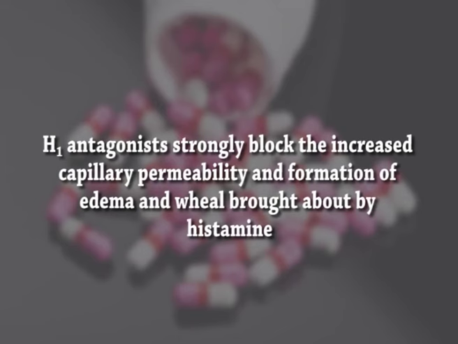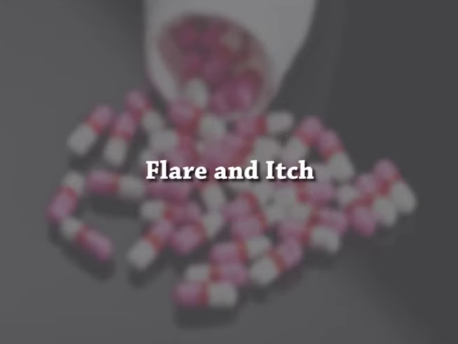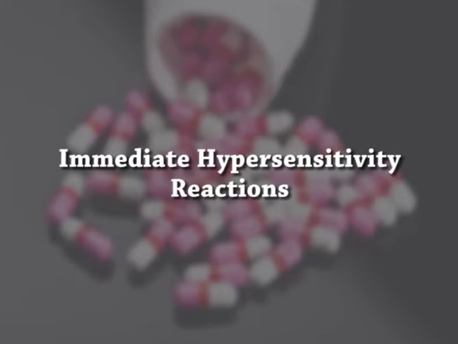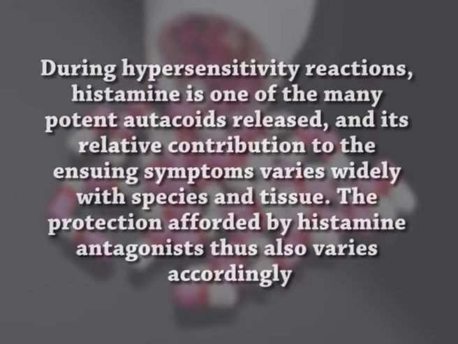H1 antagonists strongly block the increased capillary permeability and formation of edema and wheal brought about by histamine. Third effect is flare and itch. H1 antagonists suppress both the flare component of the triple response and the itching caused by intradermal injection of histamine. Fourth effect is immediate hypersensitivity reactions. During hypersensitivity reactions, histamine is one of the many potent autacoids released, and its relative contribution to the ensuing symptoms varies widely with species and tissue. The protection afforded by histamine antagonists thus also varies accordingly.